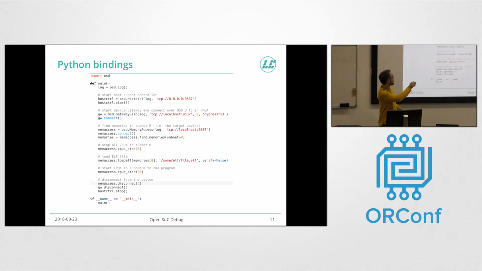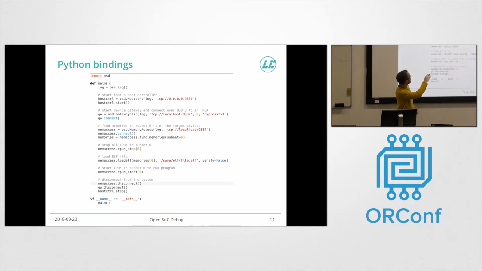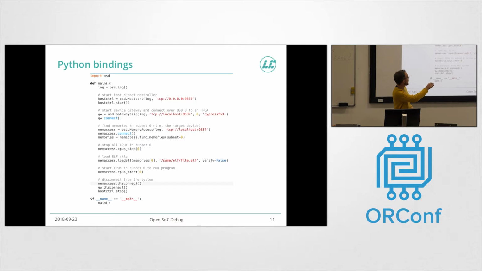And for example, now if you have this line here, you have this host controller, that's essentially on the host, the central communication instance. You have the device gateway, and in this case, you just specify, I want to use the Cypress FX3 connection. In this case, you could use UART or whatever else your device essentially has. Then you have this memory access thing, again, a module, and you can use that to find all memories in the system.